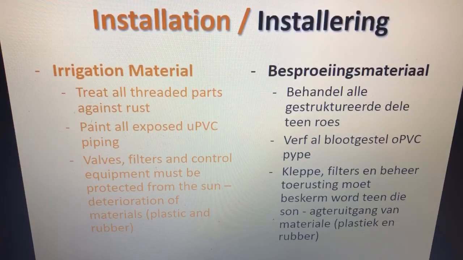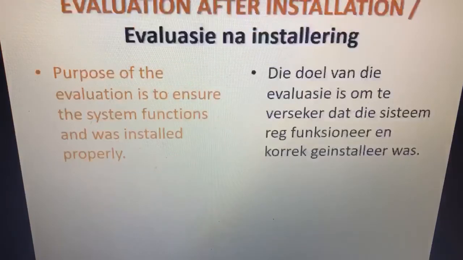And then irrigation material: treat all threaded parts against rust. Paint all exposed UPVC piping, so that's piping that is maybe in the sun the whole day. Then valves, filters, and control equipment must be protected from the sun, because deterioration of materials will happen when they're in the sun the whole day.